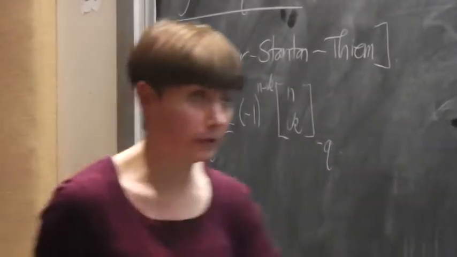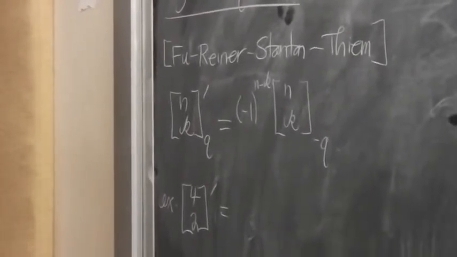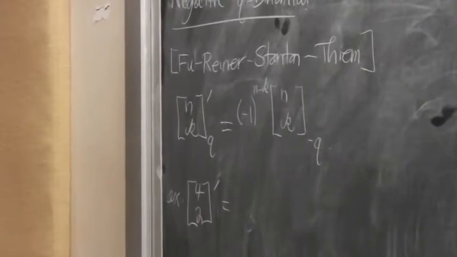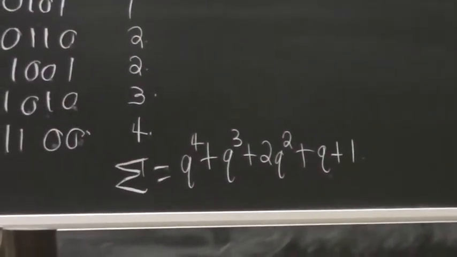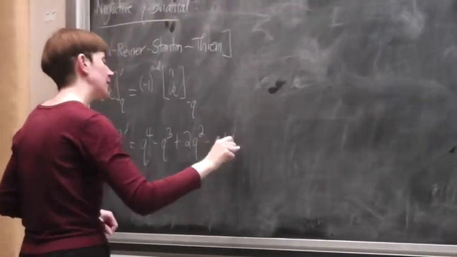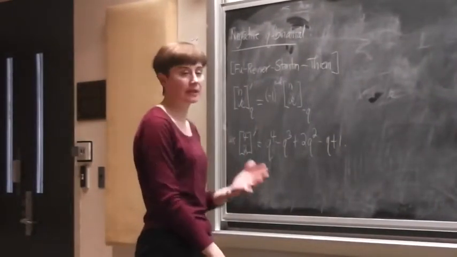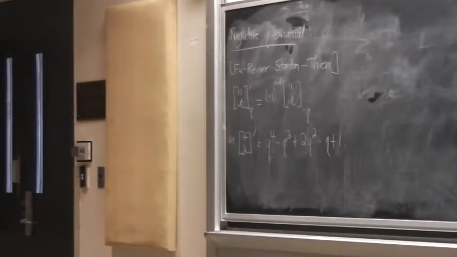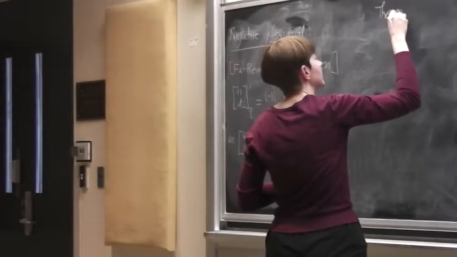The q-analog of 4 choose 2 is the same polynomial, except it's worked out with the sign, so this is going to have leading positive coefficient. It's going to be q to the 4th minus q to the 3rd plus 2q squared minus q plus 1. Okay? So the result that starts being very interesting is the following. Again, this is their result.